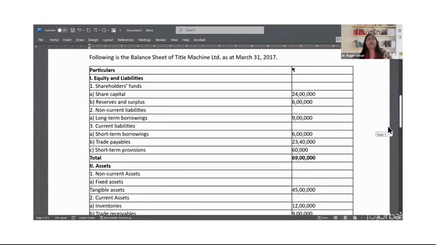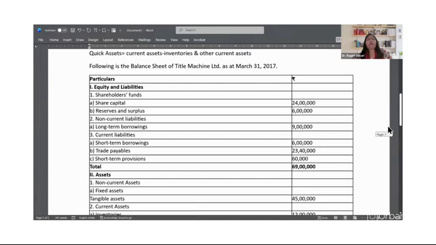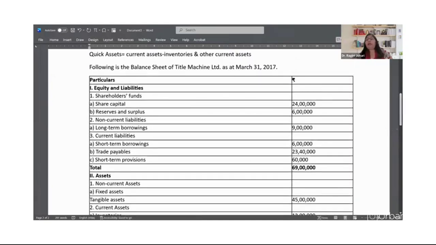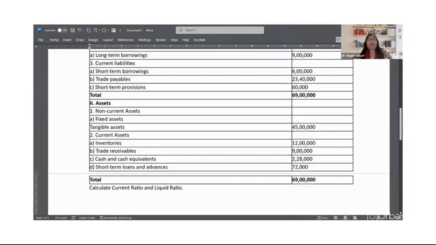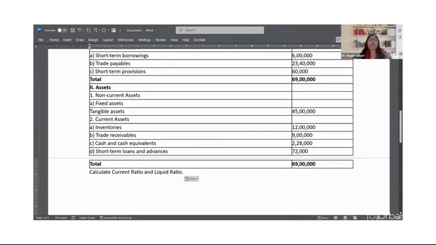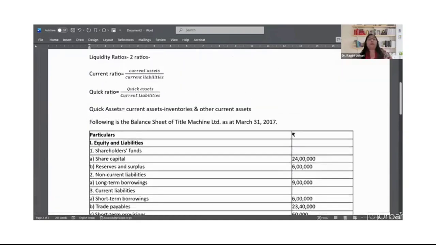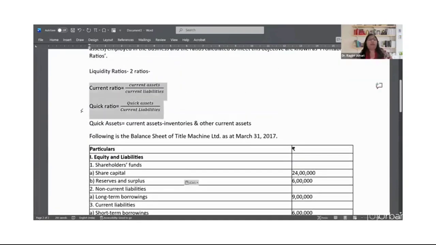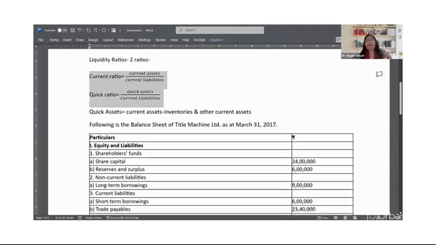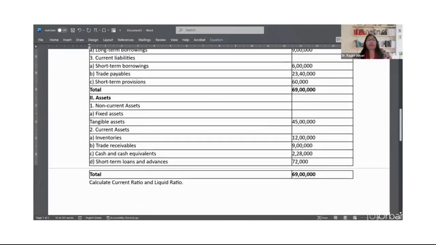So students, as you can see, this is the balance sheet of a company called Title Machine Limited as on 31st March 2017. Okay. And from this balance sheet, now we have to find out both the ratios, that is current ratio and liquid ratio. Quick ratio, students, is also known as liquid ratio. So fine, let us have the formula down here so that we can make the calculations.